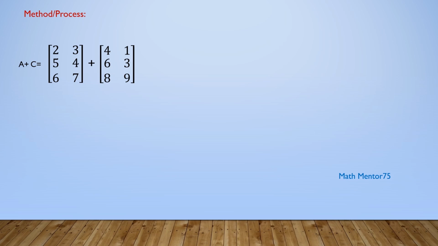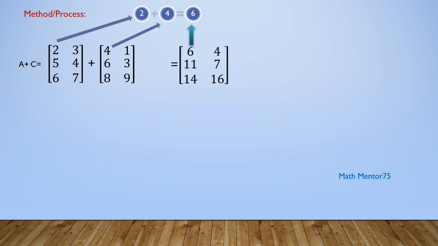Now what is the method? The method is we will add the first element with the first one. What is the first element in matrix A? It is 2. What is the first element in matrix C? It is 4. So we will add 2 with 4. Why is it so? Because 2 is from matrix A, 4 is from matrix C. By adding these we get 6, which is the element of the final matrix.